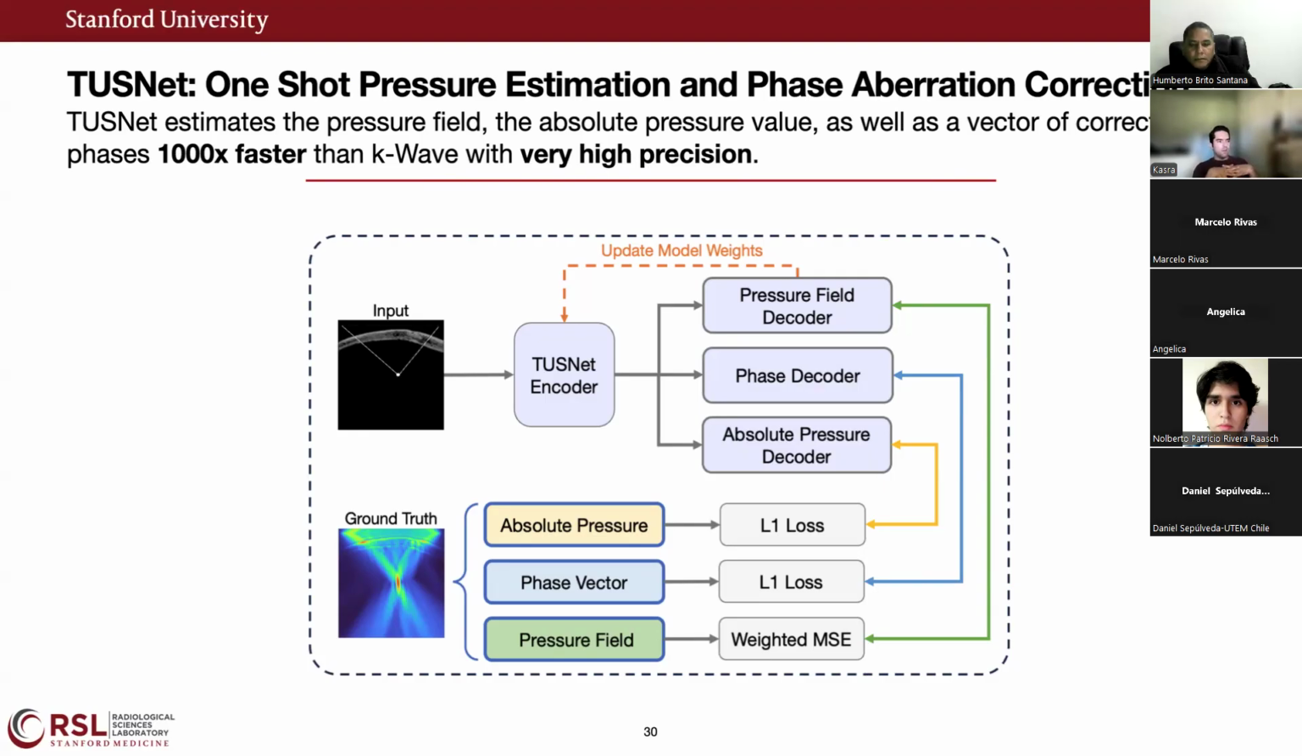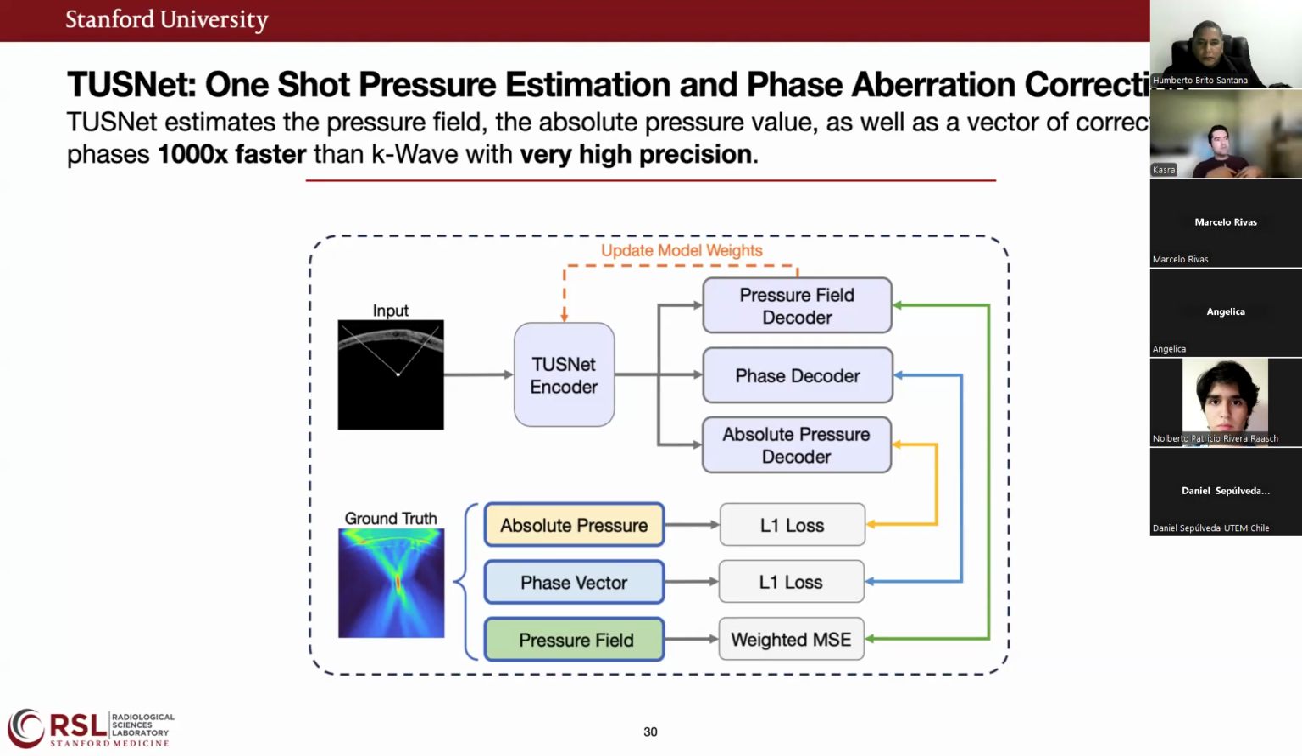On a high level, what TUSNet would give us were three mainly decoupled outputs. One of them was the absolute pressure, which was just a scalar value to help us rescale the normalized output and report the result in pascals. The second output was the phase vector, which is a vector of length 80 corresponding to the 80 elements that helps us apply the phase corrections for each element. And the third output is the pressure field, which is the normalized map of the pressure field that we have to use in conjunction with the absolute pressure to rescale it back. It will become more clear when I talk about the details of this.